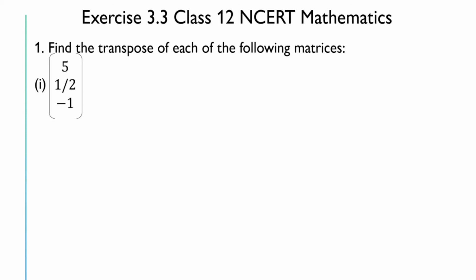Now we will move on to the exercise question. These questions I have taken from exercise 3.3 from class 12 NCERT Mathematics textbook. Find the transpose of each of the following matrices. The first one: you have to find the transpose of this matrix, 5, half, minus 1. So 5, half, minus 1, the whole transpose is equal to 5, half, minus 1. That is, we have to interchange the rows and columns. So the transpose of this matrix is this matrix.